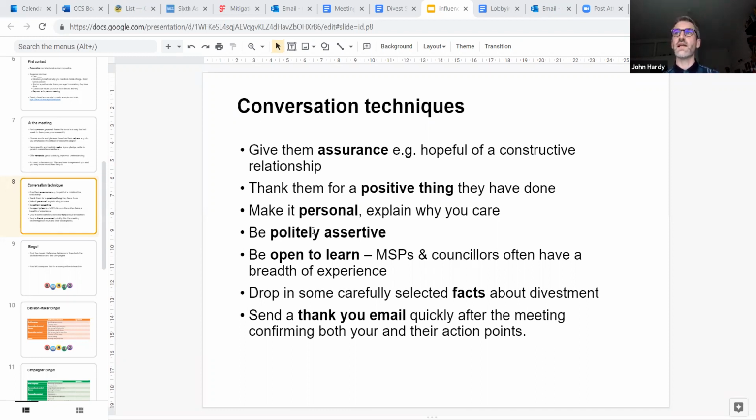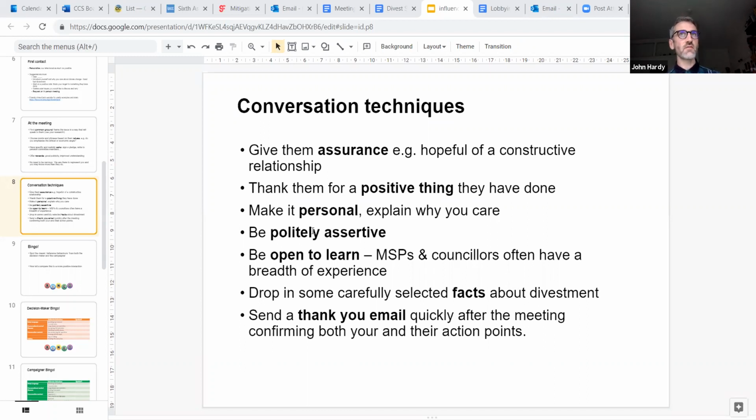Again, make it personal. You want to go in there and have a chat, or online, and have a chat with another person. So they're more likely to agree with you and to get on board with what you're talking about if you make it personal. So if you're able to say, the reason I'm contacting you, or the reason I wanted to speak to you, is because I believe in divestment. I personally am very concerned about the state of the climate crisis, and for me, divestment is the best way to do this. Just try and make it as personal as possible.